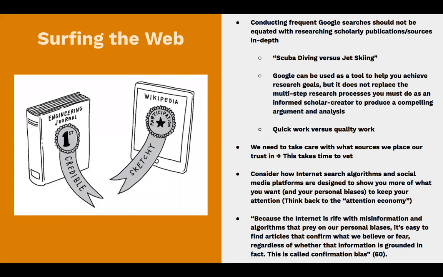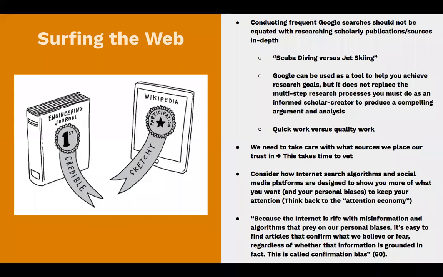And the authors from the textbooks tell us that because the internet is rife with misinformation and algorithms that prey on our personal biases, it's easy to find articles that confirm what we believe or fear, regardless of whether that information is grounded in fact. This is called confirmation bias.